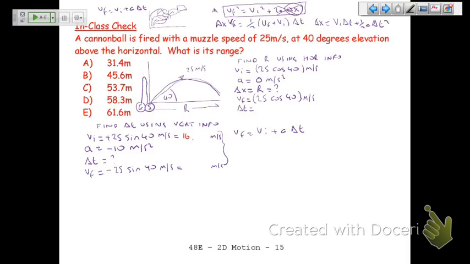16.07 and minus 16.07. Good. So let's shove it in here. So we go minus 16.07 is equal to plus 16.07 plus A, minus 10, times delta T. So that means that minus 32.14 is equal to minus 10 times delta T. So delta T is going to equal 3.214 seconds. Agreed?